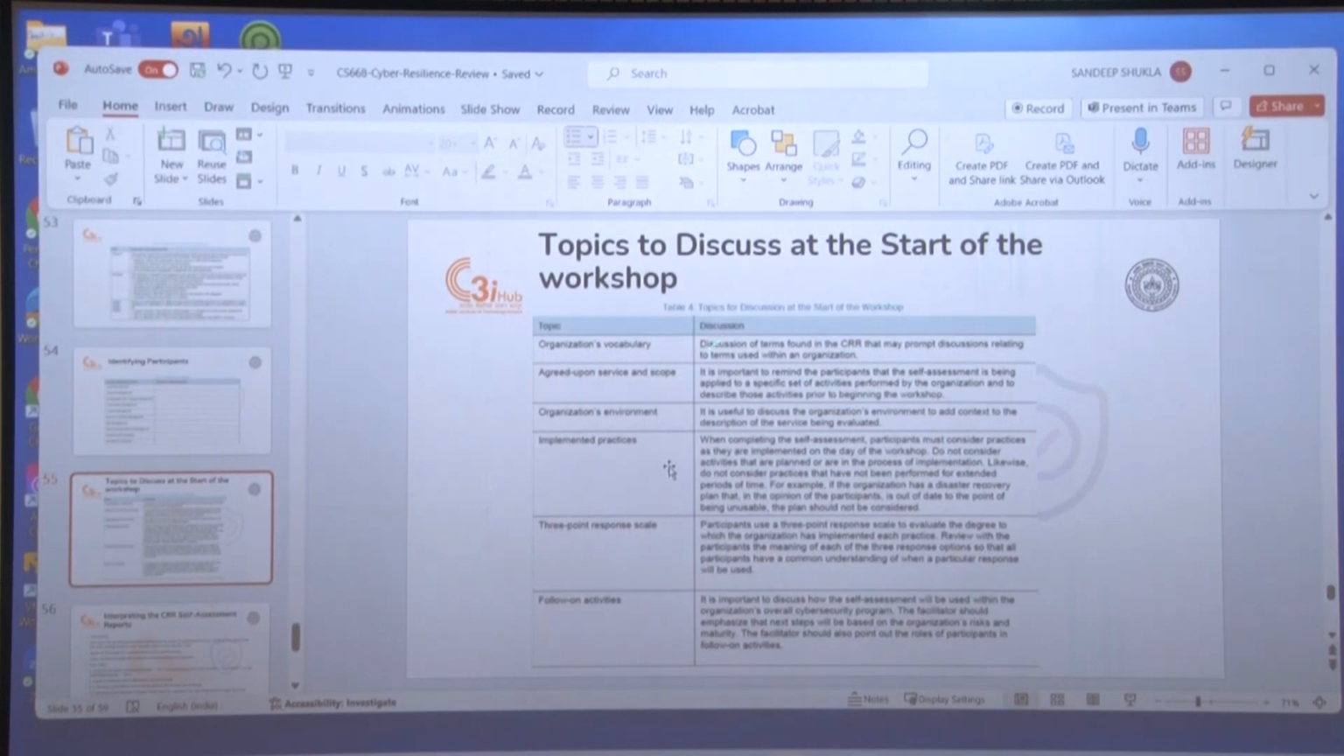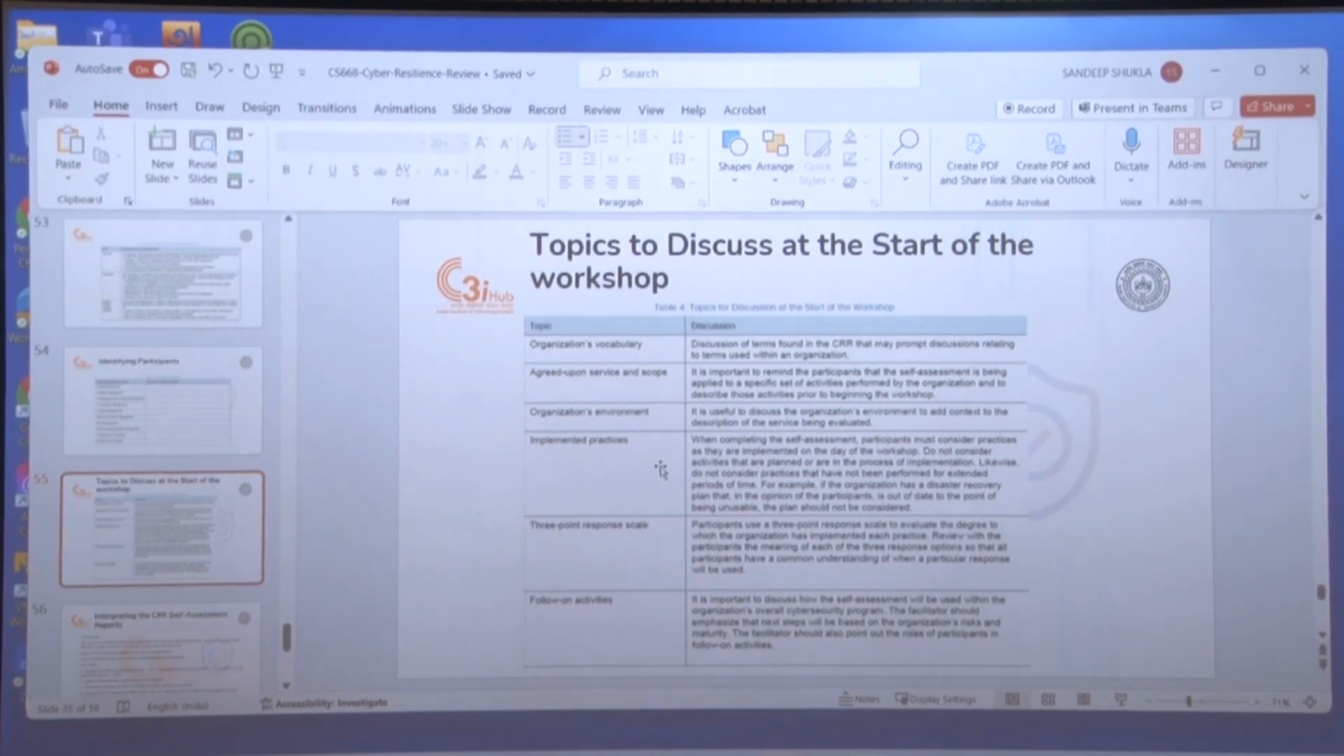You have to tell what terms and terminology you use, what services you are going to put in the assessment, since not necessarily all services may be assessed, what the organizational environment and context is, what the implemented practices are, when you say a practice is implemented and when you say it is not, and then the response scale like yes, no or partial, and some follow-on activities, what you will do after the assessment is completed. You generate the report, then what are you going to do after that.